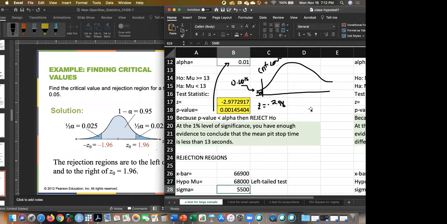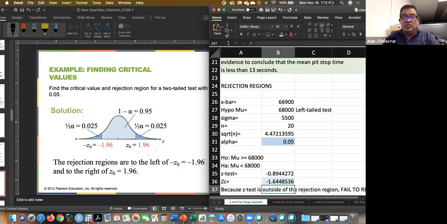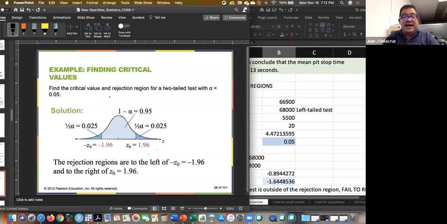So let me do this here. It says find the critical value and the rejection region for a two-tailed test with an alpha equal to 0.05. So if this is a two-tailed test and the alpha is 0.05, we have the 5% divided into two different areas. So this area is going to be 2.5%, and this is going to be 2.5%.